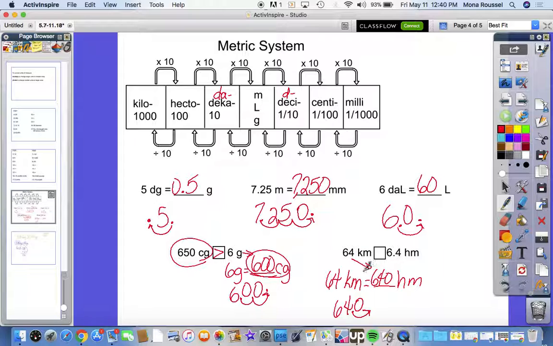We now know that 64 kilometers is the same thing as 640 hectometers, which is definitely more than 6.4 hectometers. So the sign needed would be greater than.